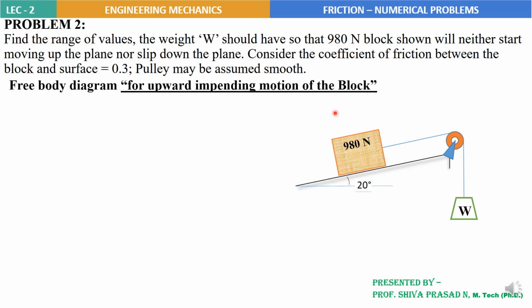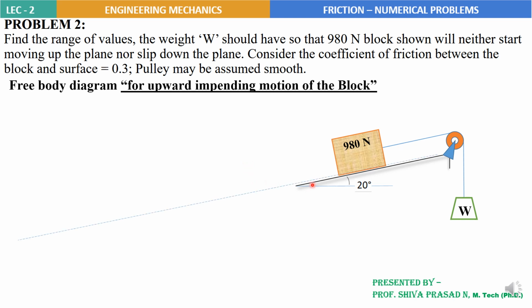Free body diagram for upward motion, or impending motion, of the block. Upward impending motion, that first case we will consider. As I told you before, we have two cases: will neither start moving up the plane is one case, nor slip down the plane is another case. So the first case we will consider is upward impending motion of the block. So the free body diagram will be as such.